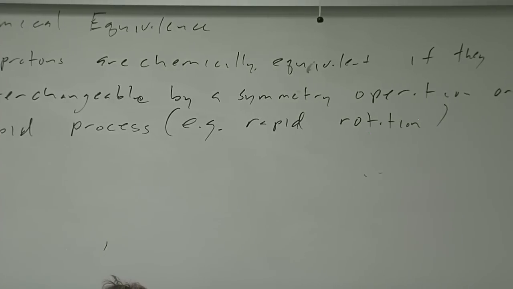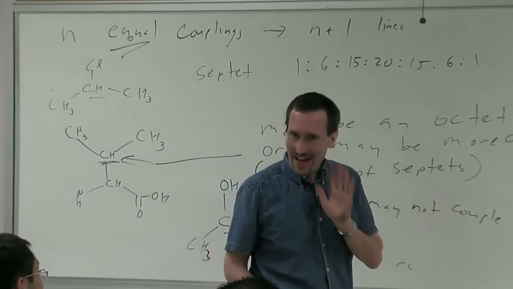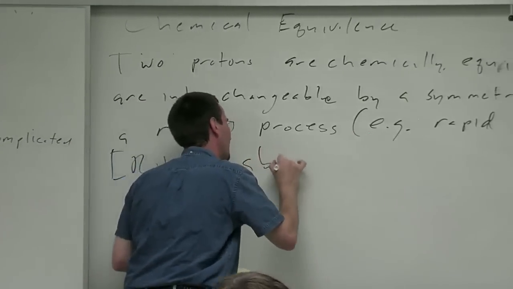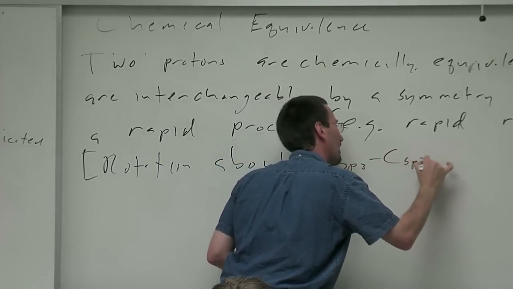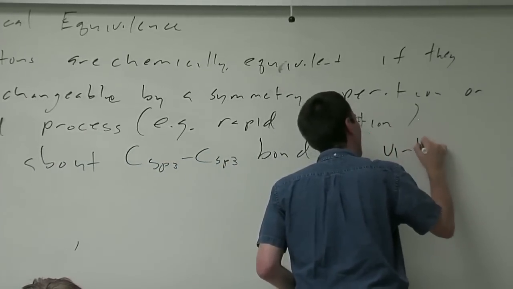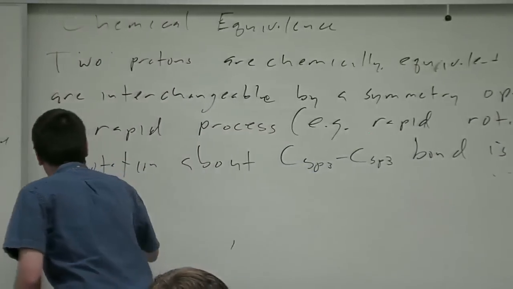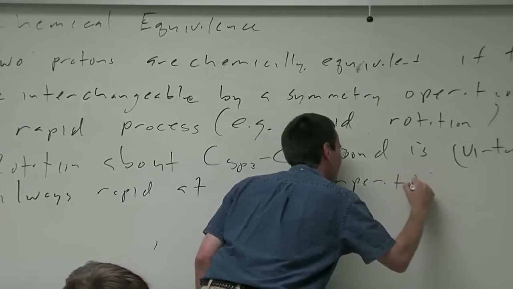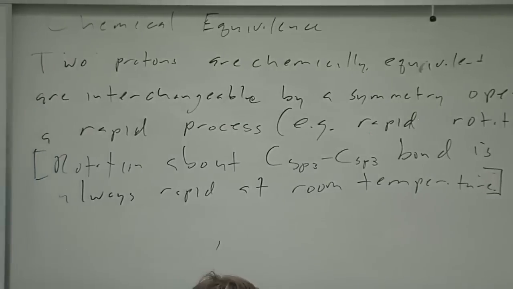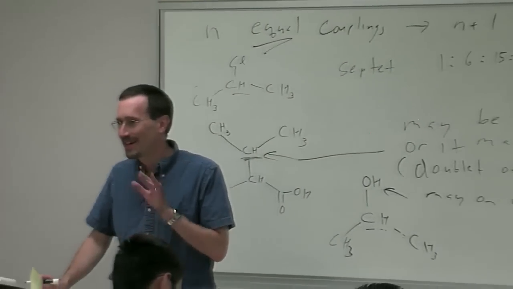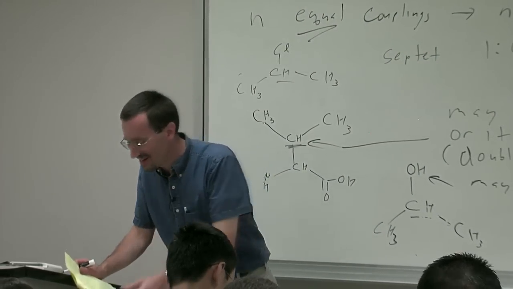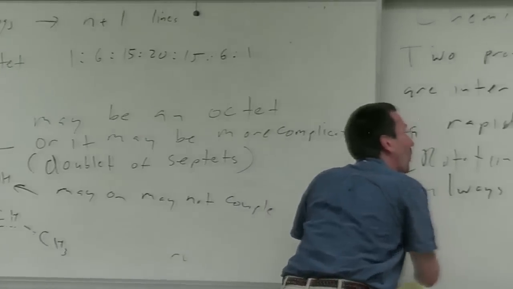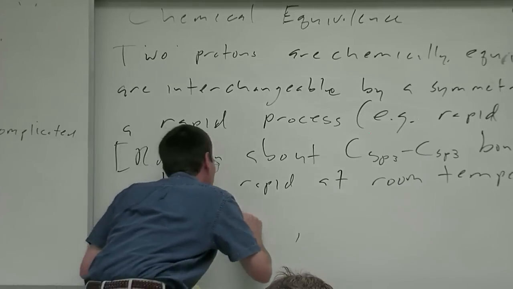All right, the other caveat, and this ties into something I said last time, virtually all rotations about sp3 carbon bonds are virtually always rapid at room temperature. That's a hint. If you see two hydrogens splitting each other and they're both on sp3 carbons attached to each other, chances are you need to think deeper. And it's not, oh, there's some slow process. All right. One corollary to this is chemically equivalent protons have the same chemical shift.